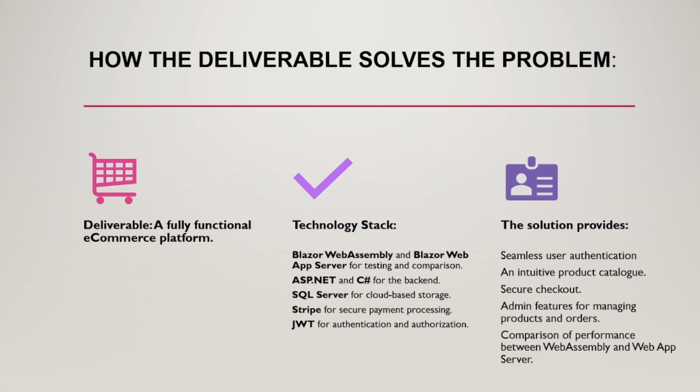By using Blazor WebAssembly and Server, and ASP.NET, C Sharp, SQL Server for cloud-based storage, Stripe for secure payment, and JWT for authentication and authorization, with Identity Framework as well. So we will have user authentication, an intuitive product catalog, secure checkout, admin features for managing products and orders, and a comparison between the performance of WebAssembly and Web App Server.